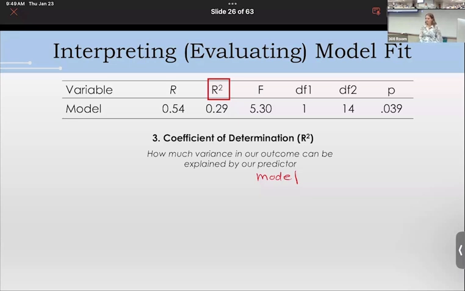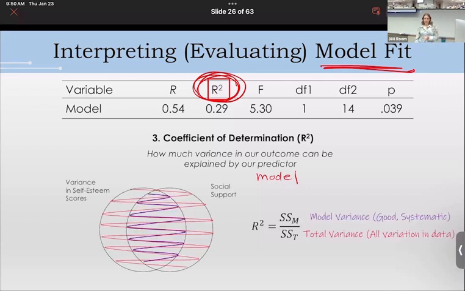So saying how much variance in our outcome can be explained by our model is the same as saying how much variance in our outcome can be explained by our predictor. When we get to multiple regression and we have more than one thing in our model, then it's going to be how much variance in our outcome can be explained by our model, but we can't disaggregate which predictor it's coming from. It's always our whole model. So in the model fit table, this is referring to the whole model. In simple regression, those are interchangeable. Again, in a simple regression, it's the same as predictor because we only have one predictor.